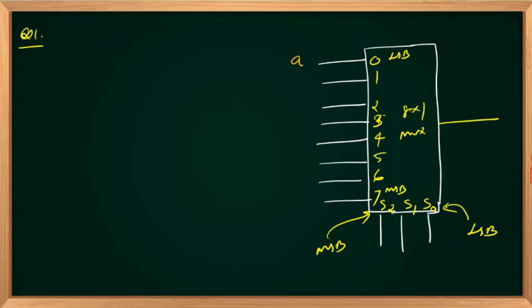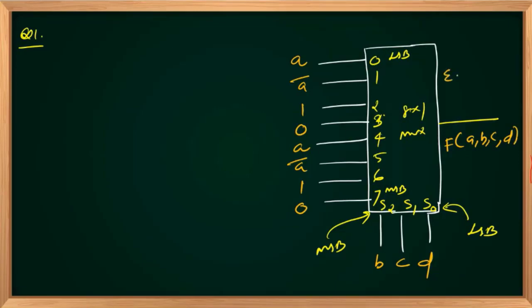Let us say A bar, 1, 0, A bar, 1, 0 is the connection. And the select lines are connected with B, C, D. Okay, so of course the function will be of 4 variables A, B, C, D. Right? You should identify the minterms using our shortcut.